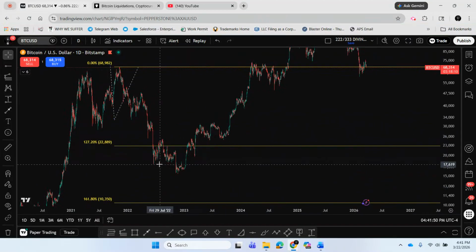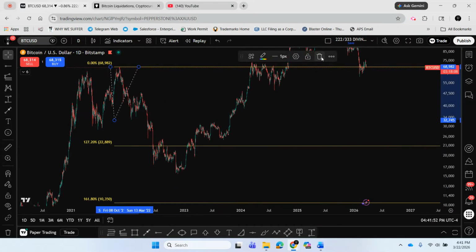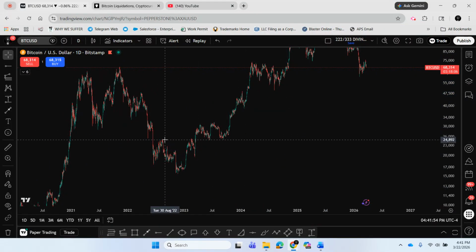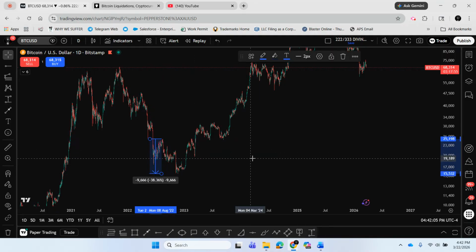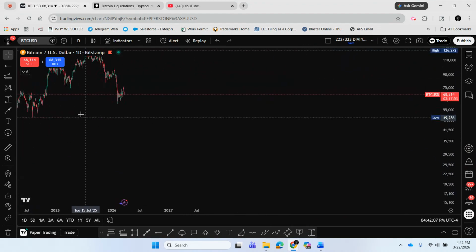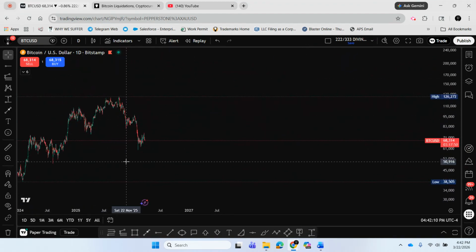Now what we want to do is take from here down to here, and we're going to measure how deep that drop was, to get that lower low, and that's a 38% drop from there. Now let's go over here and let's do the same thing. Impulse here.